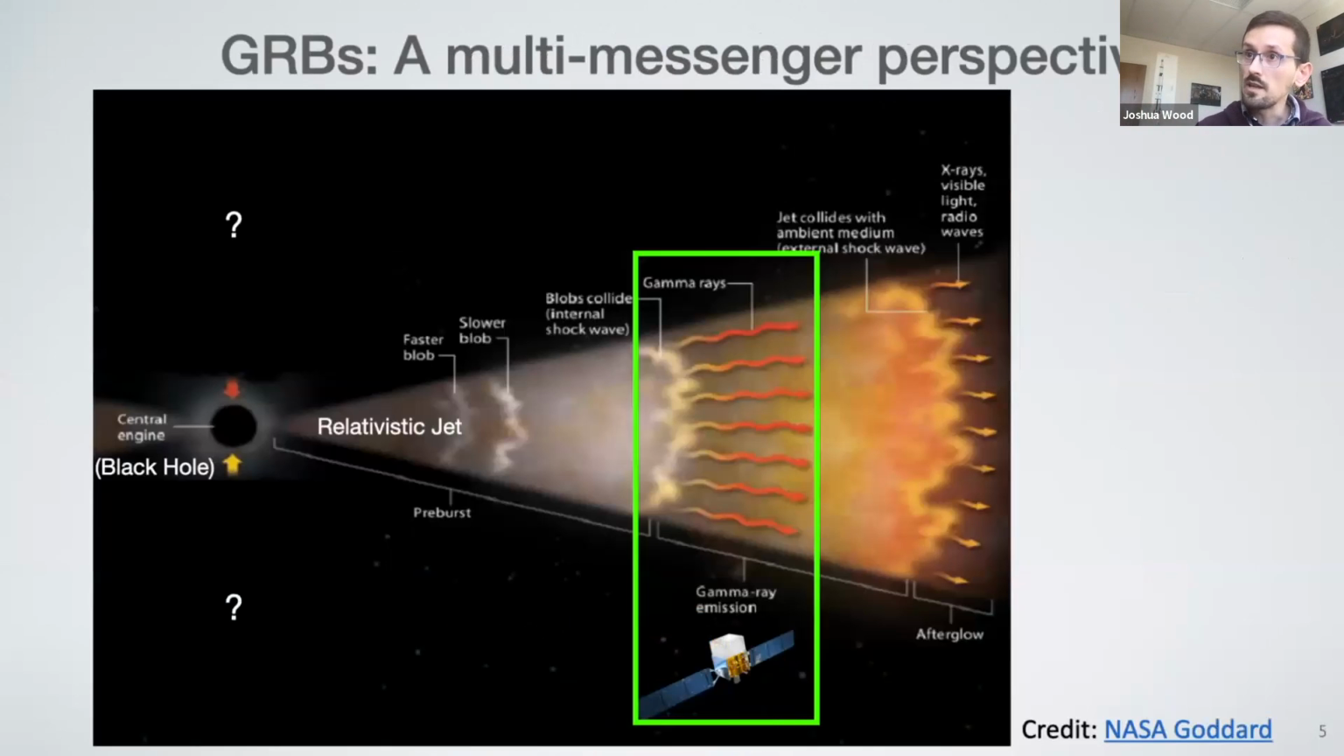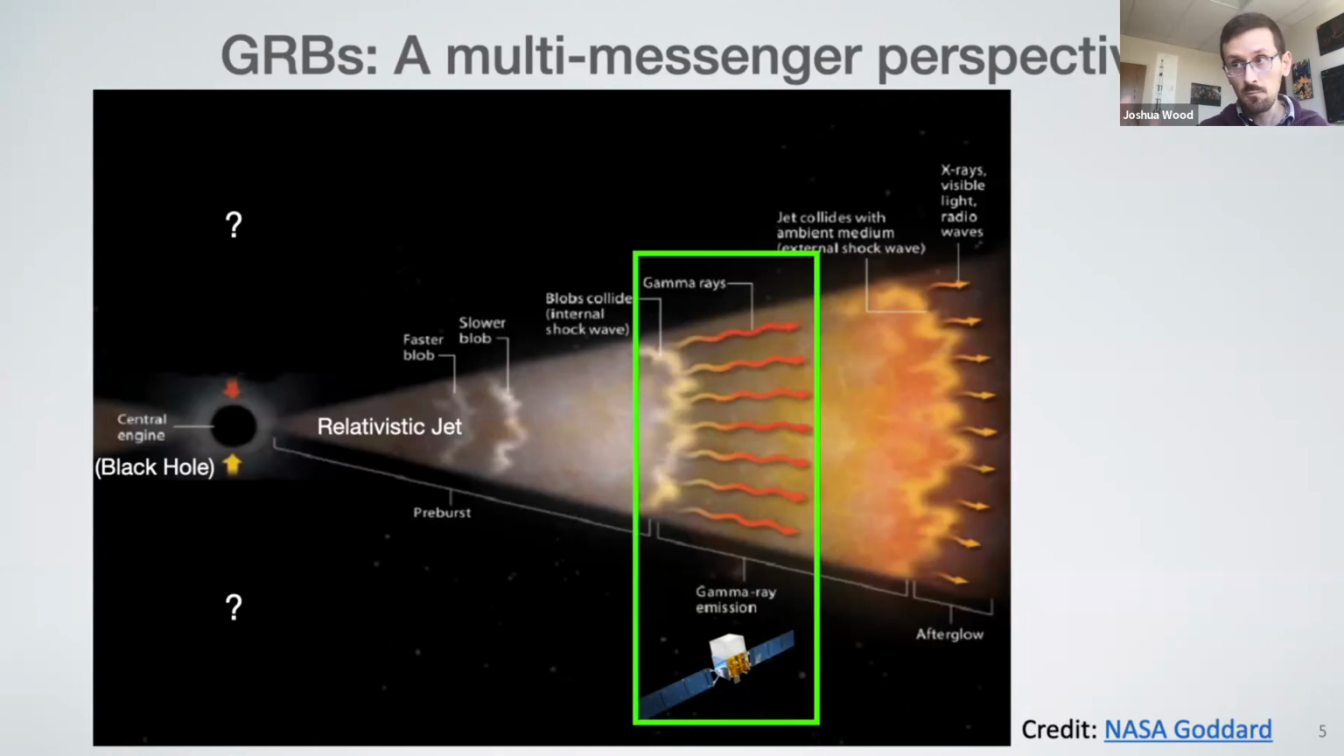And so to delve into that in more detail, here's the multi-messenger perspective of GRBs from a simplistic artist rendering. On the left, you have the central engine, which is a black hole, providing the energy input to a relativistic jet as it accretes material and throws blobs of it out, because black holes are messy eaters, in the direction of the spin axis, which forms this relativistic jet. Eventually, at a certain radius, those blobs start colliding, which creates internal shock fronts that can accelerate charged particles, that then give off gamma ray photons as synchrotron radiation.